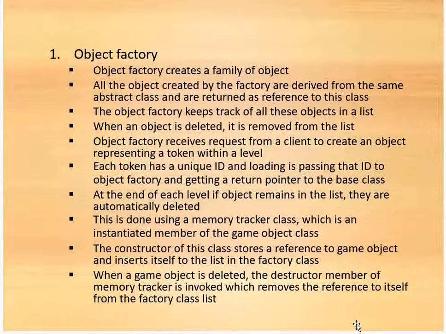So this is about the object factory. From this we can understand that it consists of a family of objects. All the objects are created by the factory, and they are derived from the same abstract class. Again, the functionality of the object factory is keeping track of all the objects. Whenever a particular object is deleted, the object factory maintains everything, and it can create a unique ID, and through this all the objects in the object factory can work. So this is all about the object factory.